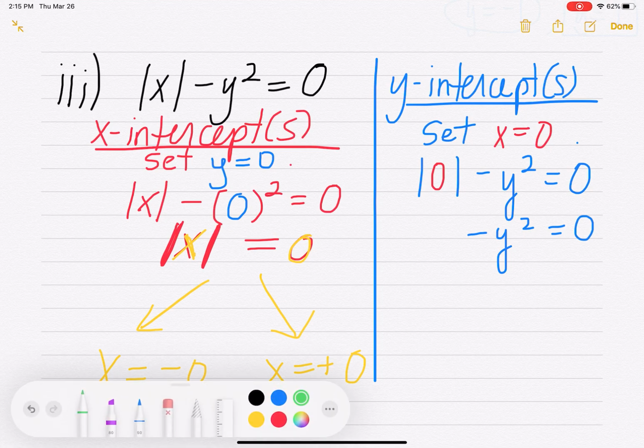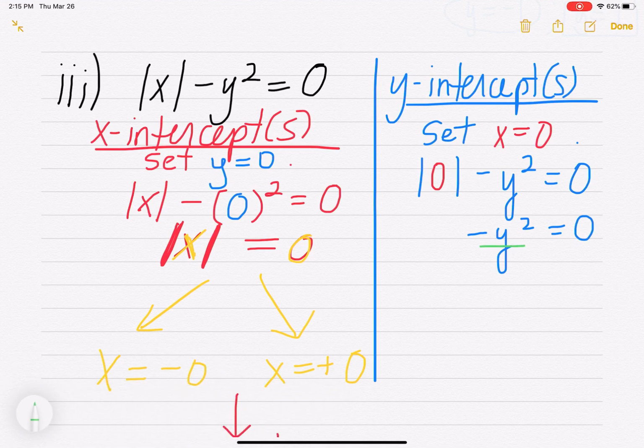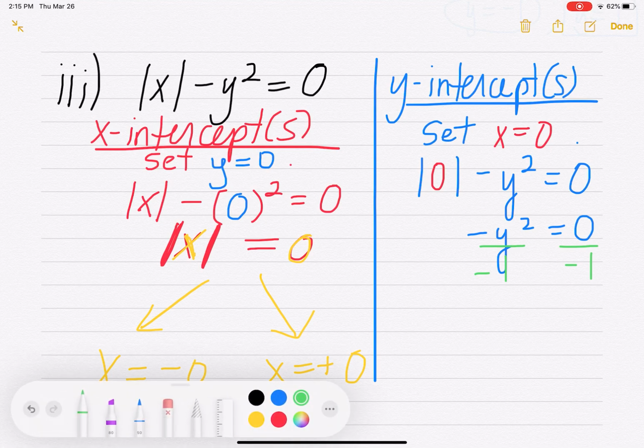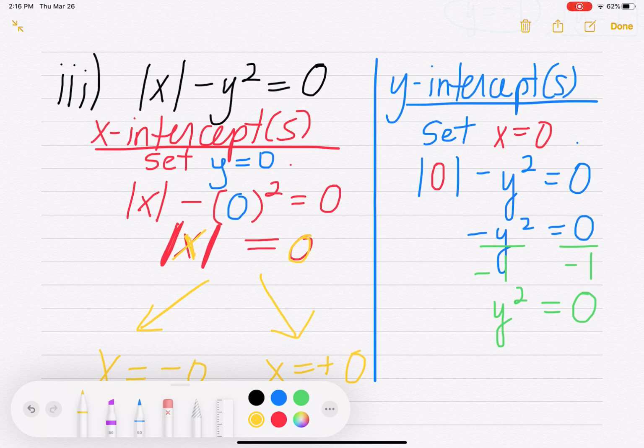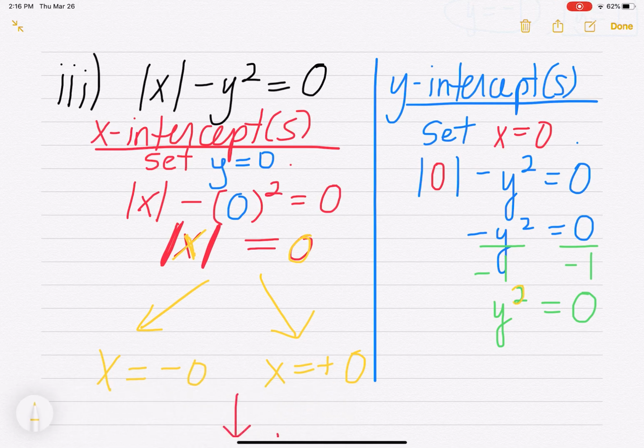Get rid of the negative in front of the y squared. How do we do that? We're going to divide both sides by negative 1. It's going to give me y squared, positive, and 0 divided by negative 1 is simply 0. And then to solve that, we've got y squared, which is an even power equation.